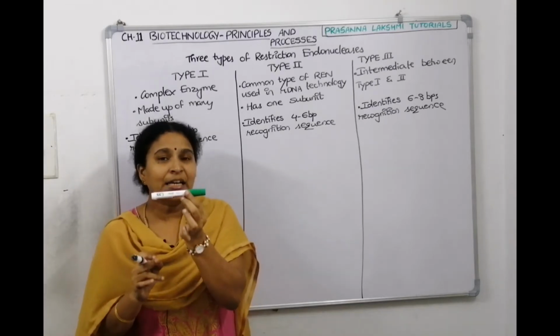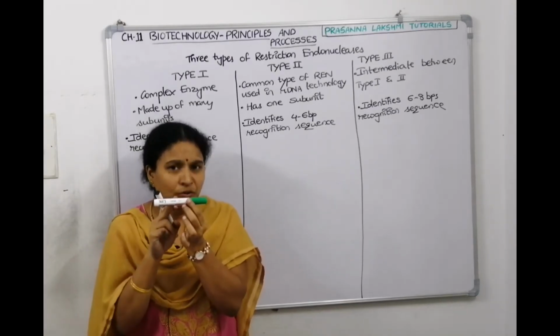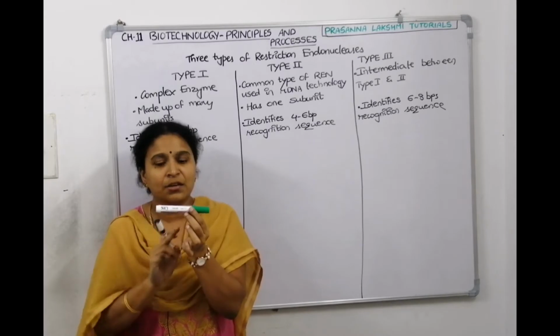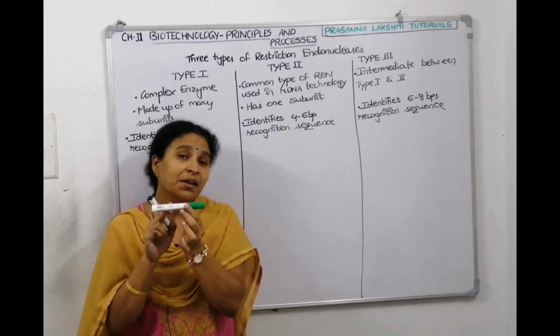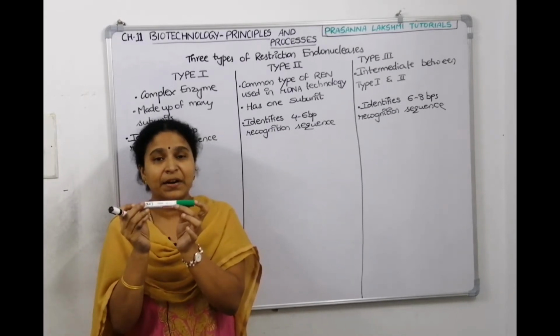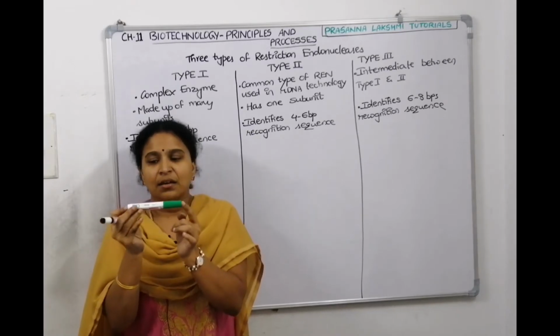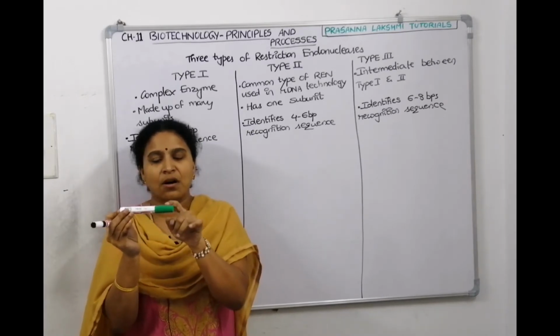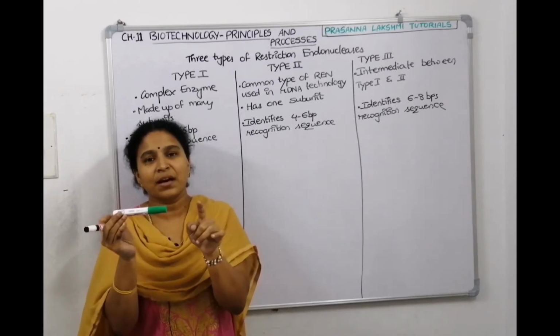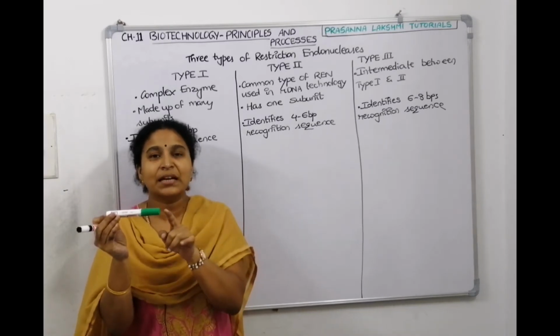Now, after identifying it, it needs to cut it also, right? Nuclease means it has to cut the nucleic acid. Where it is cutting, we are waiting and seeing. Okay, it identified this sequence. Will it cut here? It came here, it just walked. It went out of this sequence. So, we are worried, it went out of the DNA. Where is it cutting?